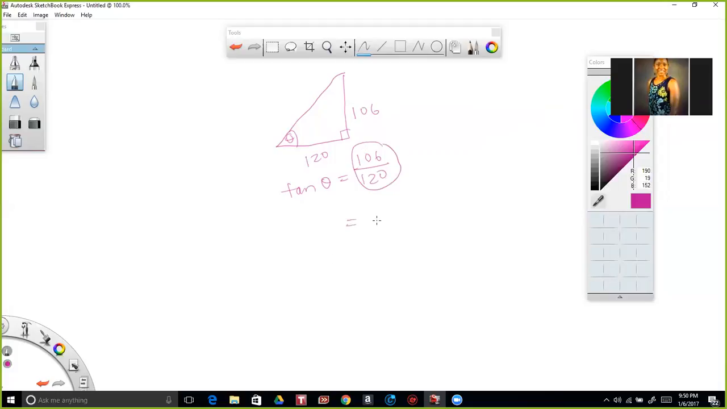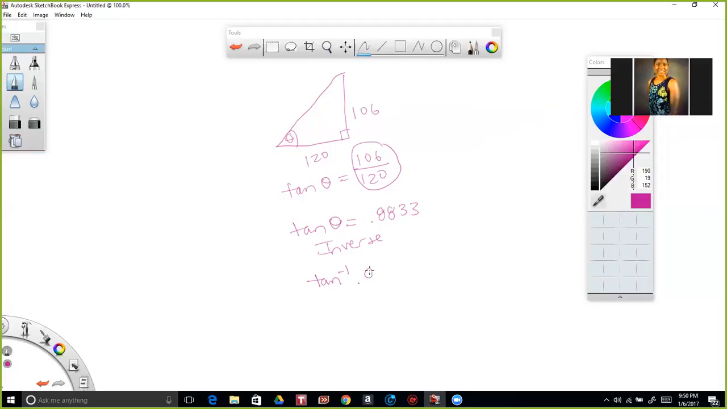And so when you use your calculator, you get 0.8833. And so we have tangent of theta. Now to find theta, you do the inverse. Okay, so that would be the inverse of tangent, and they switch places.